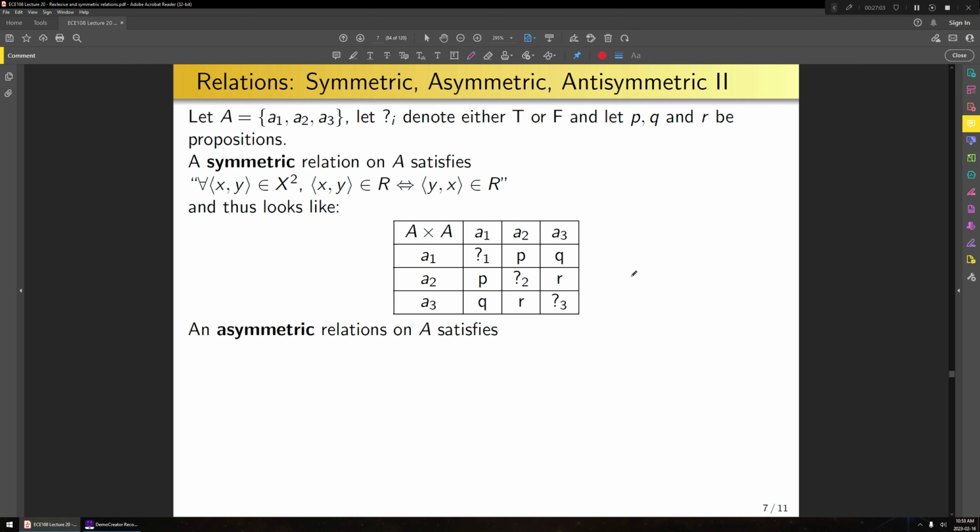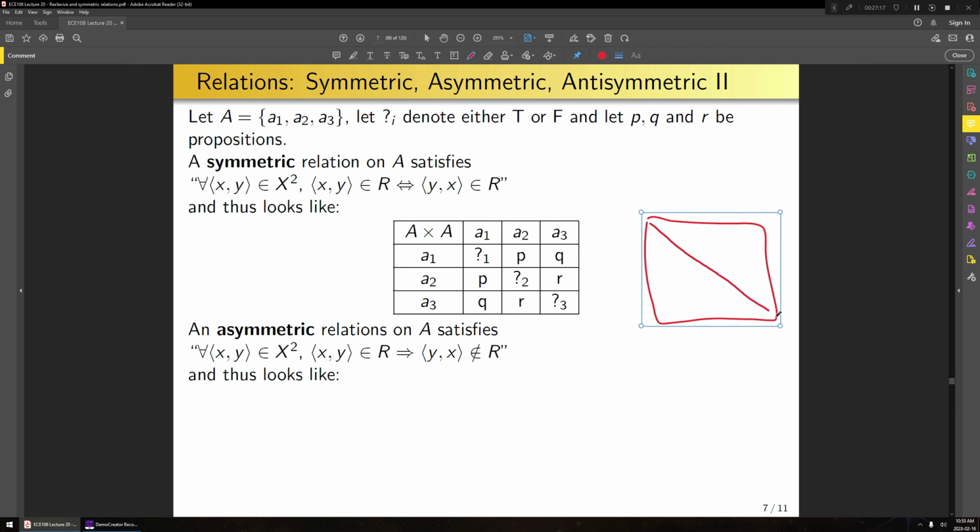Okay, so an asymmetric relation has to satisfy this property, right? If x is related to y, then y is not related to x. So let's kind of chase this out. So if I think about the diagonal now, could the diagonals be true? Well, on the diagonal I have x and x, so this would be x and x, right? And this would be x here. Well, if x is related to x, then x can't be related to x. That's a problem, right? So I'm going to have to be false on the diagonal, otherwise this whole thing breaks, right?